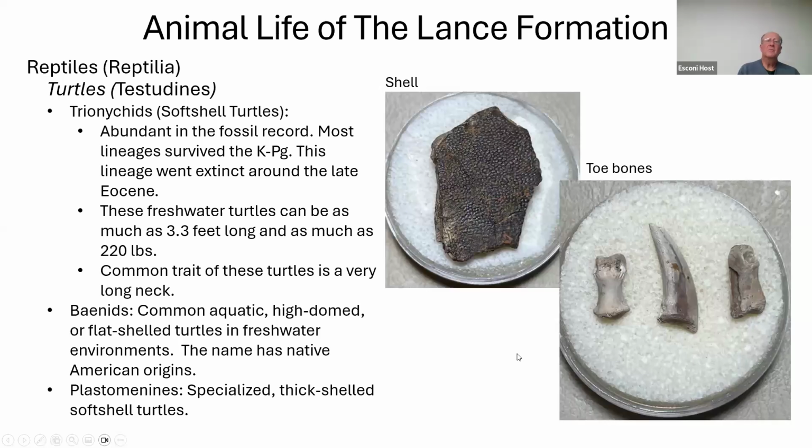Next are your turtles. Most of the turtles there were soft shell. I won't dive into the names. Some of the lineages lasted into the Eocene time period. One of the interesting characteristics of your soft-shelled turtles, they had very long necks. Some of them could be as much as 3 feet long and weighed over 220 pounds.